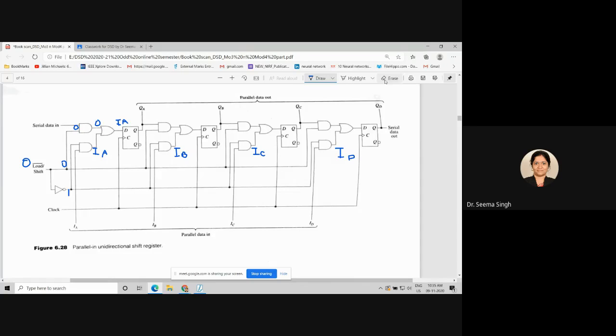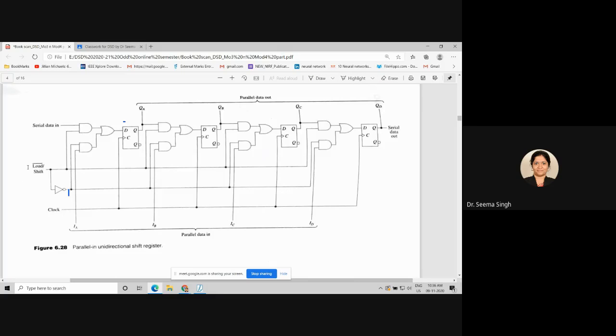Now let me show you the previous case. The previous case shows that it will be in the shift mode. Shift mode means your load bar will not be 0. It will be a 1.